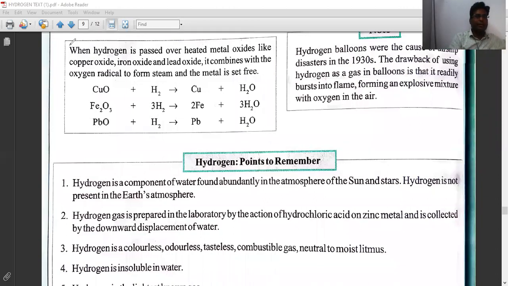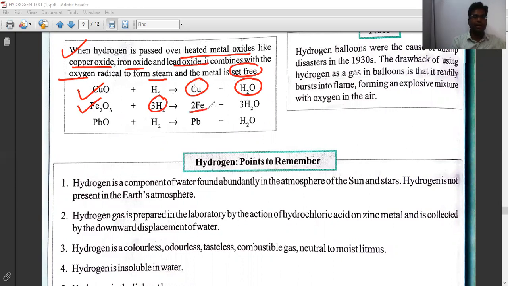Now look at the next point. When hydrogen is passed over heated metal oxide like copper oxide, iron oxide, lead oxide, it combines with the oxygen to form steam and the metal is set free. So look at the example. When copper oxide reacts with hydrogen, it forms copper and steam comes out. In a similar manner, iron oxide reacts with hydrogen, it produces iron and water vapour is given out. Like lead oxide reacts with hydrogen, it produces lead and water molecules. Okay, so write this point.